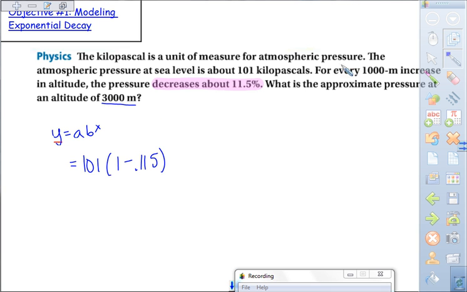But you have to remember it says for every 1,000 meter increase. So that means we have to figure out how many times did we increase 1,000 meters. So we're thinking 3,000 divided by 1,000. So how many times is that? 3. So this is what our model would look like. We get 0.885 to the power of 3. So if I work this out on my calculator, I get 70 kilopascals.